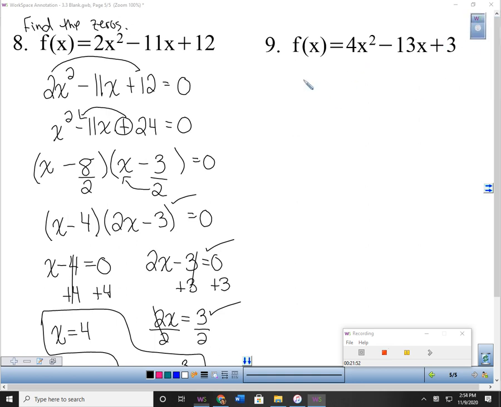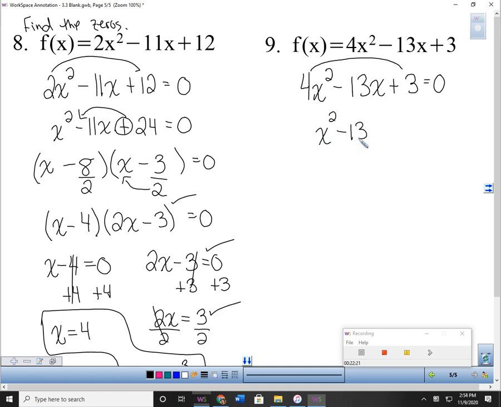All right, so on this one, first thing I'm going to do is set it equal to 0, because I'm finding the zeros, x-intercepts, the solutions. And I'm going to look to see if I can divide all of these by anything. I can't. So to factor, I'm going to have to do the illegal move because I've got that number in front of my x squared. So I'm going to take that 4 times the back, which is going to give me a 12. And I'm going to do my factoring.